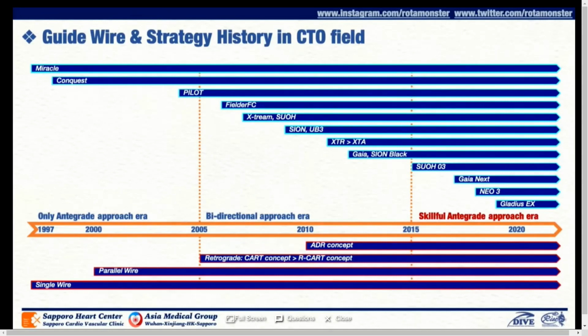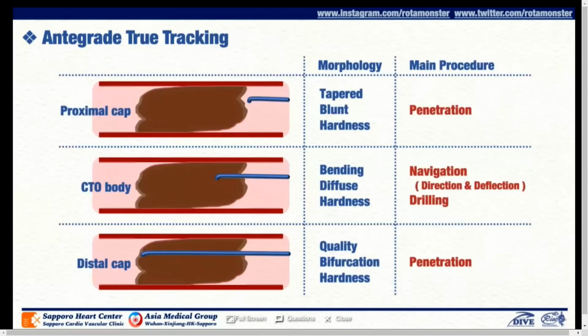On the other hand, after unsuccessful bidirectional approach, it has also been reported that the success rate is greatly influenced by the technical skill of the subsequent antegrade approach and the level of the operator skill. In other words, improving the technical skills of antegrade wiring is the key to overcoming the remaining challenges of CTO intervention. And the wire selection is very important in this process.